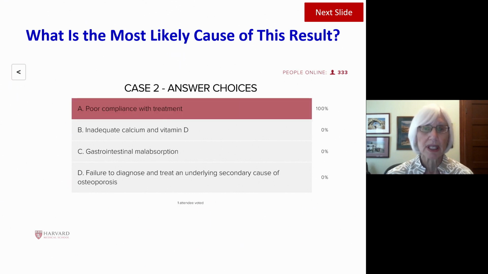A, is it poor compliance with treatment? B, inadequate calcium and vitamin D? C, gastrointestinal malabsorption? Or D, failure to diagnose and treat an underlying secondary cause of osteoporosis? I'll give you a few seconds.